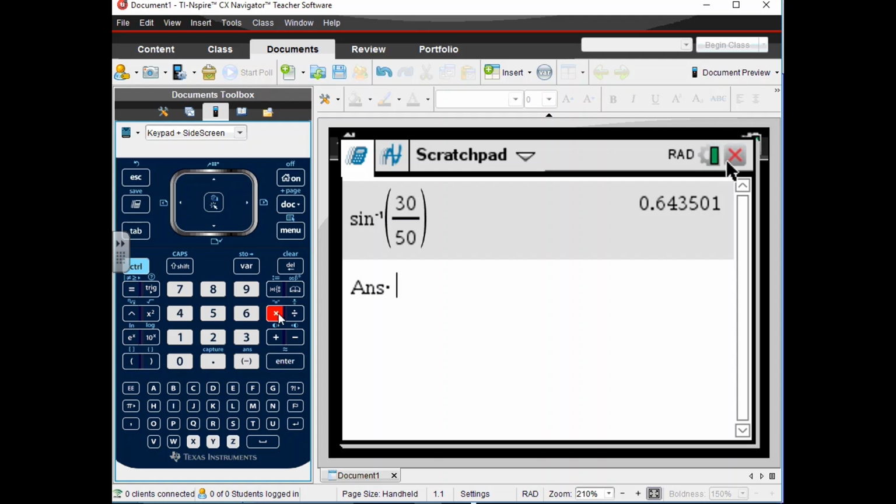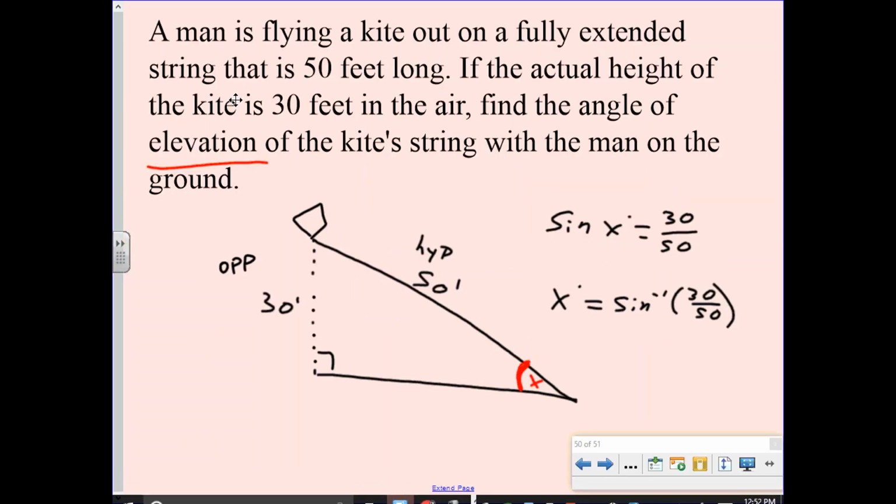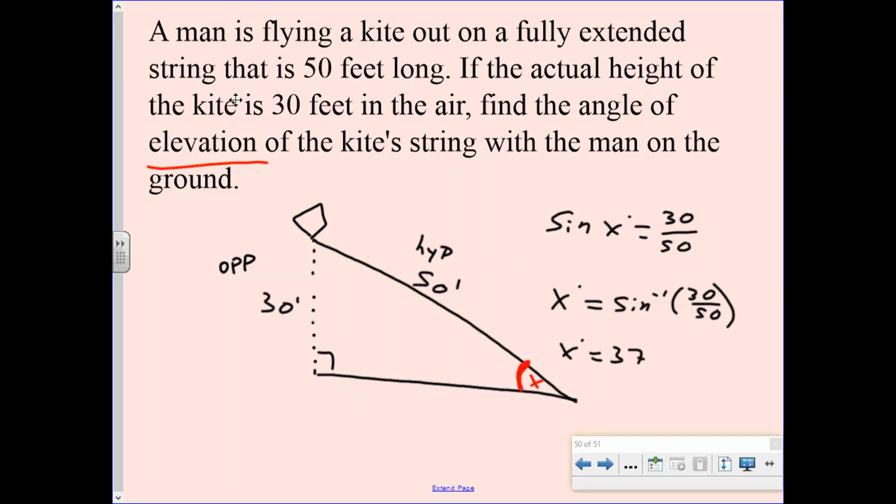So I'm going to multiply that answer times 180 over pi. And then that's going to be my final answer. So my angle of elevation here is going to be 36.87 degrees. So x is 36.87 degrees, I think is what it was. And that's the answer to the question, and you're done.